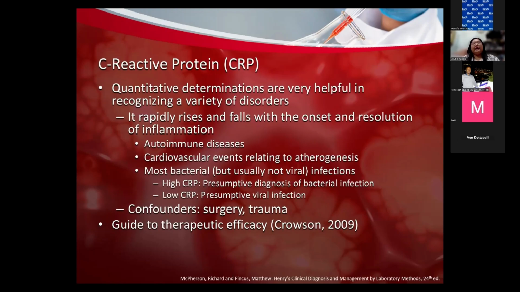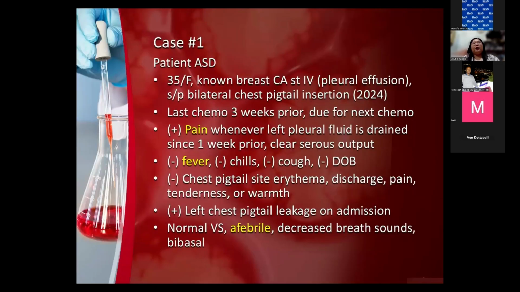So let us correlate with some tests. So there is first case of patient ASD, a 35-year-old female, known breast cancer patient, stage 4, with metastasis presenting as pleural effusion, who underwent bilateral chest pigtail insertion last 2024. She had her last chemo 3 weeks prior and is now due for the next chemotherapy session.